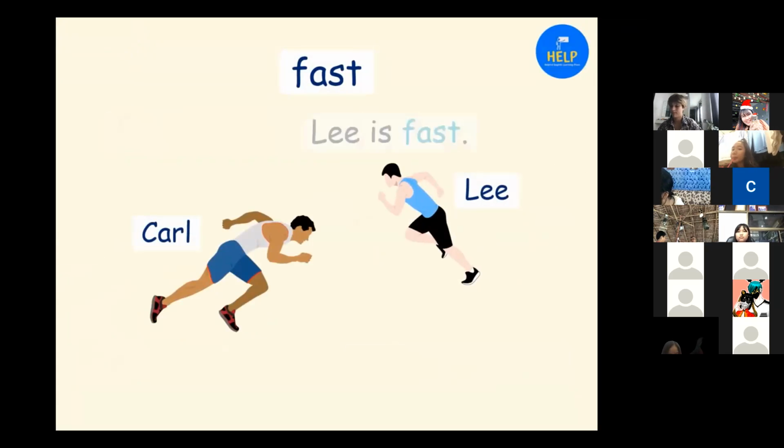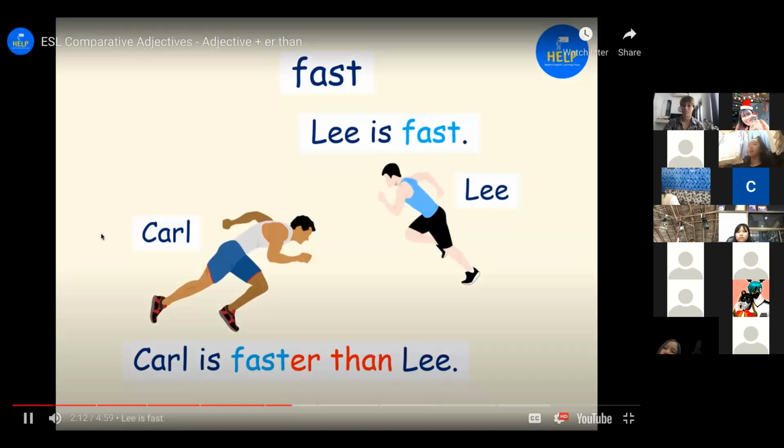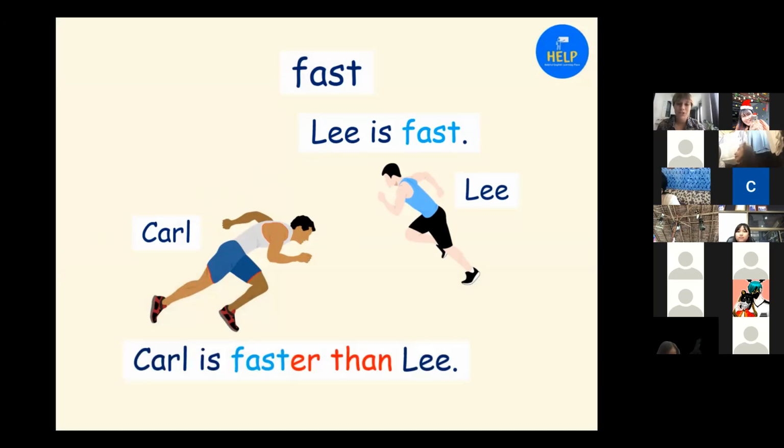Fast. Lee is fast. Carl is faster than Lee. Fast. Faster than. All right. Lee is fast. Very good. Carl is faster than Lee. Oh, Ethan is faster than Lee. Awesome job, guys. Faster than.